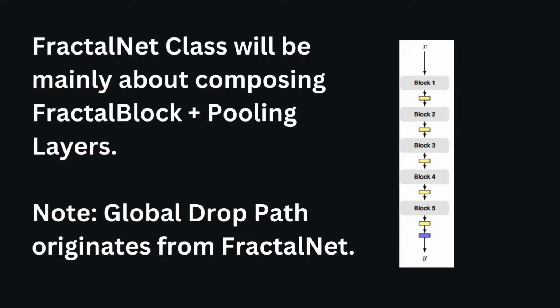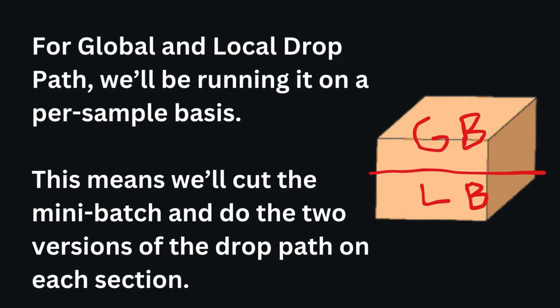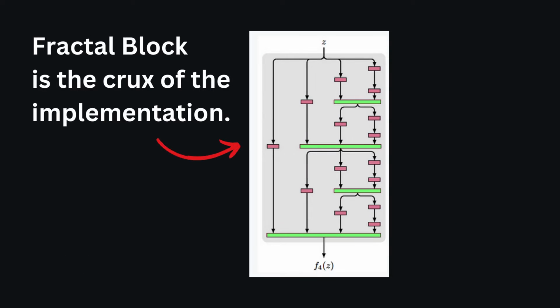One thing to note is that the global drop path will originate from the FractalNet class, not within the fractal blocks. The way the global and local drop path will be implemented is on a per sample basis, not on a per batch basis. This means that for each mini batch, we'll cut the batch into 2, following a proportion pre-established as a hyperparameter. We'll then do a global drop path on the first part and a local drop path on the second part. The fractal block is the crux of the implementation.